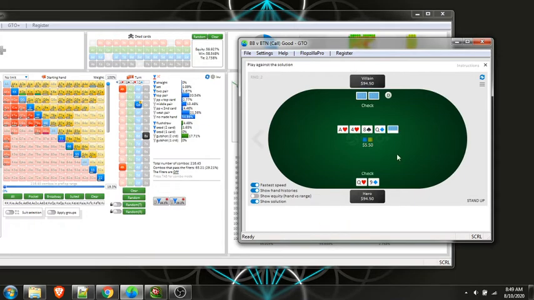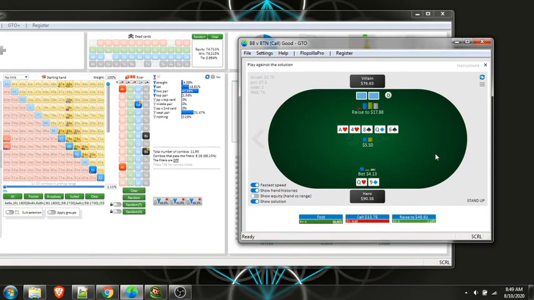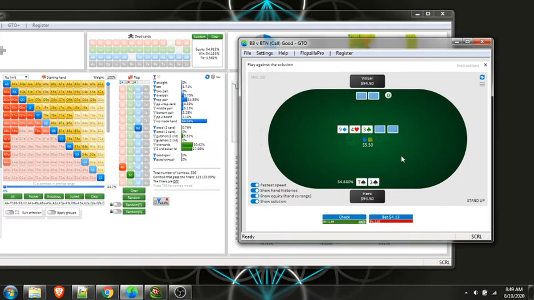We hit our queen. Still says to check. Bet the river. What's our equity? So he's going to have a two pair here a lot of the time. Almost 50%. 98% to fold. Alright. Guess the queen's no good. Let's see what he has. Two pair. He had the ace.